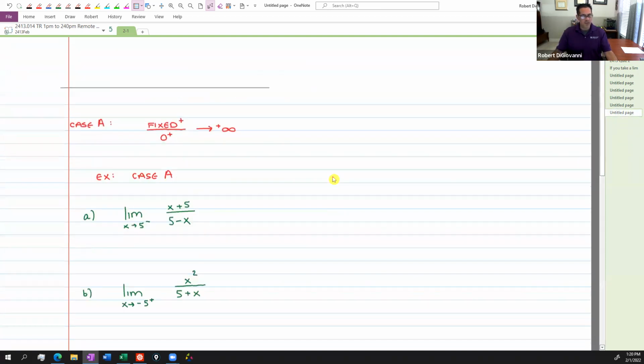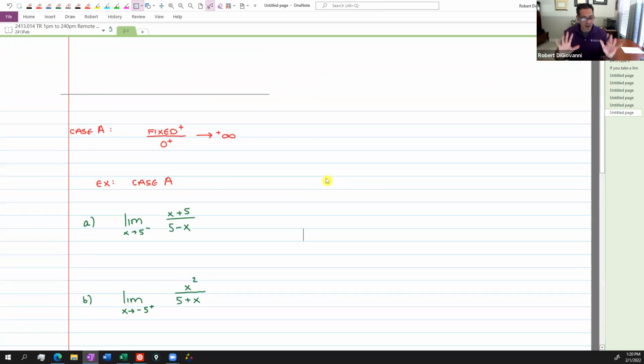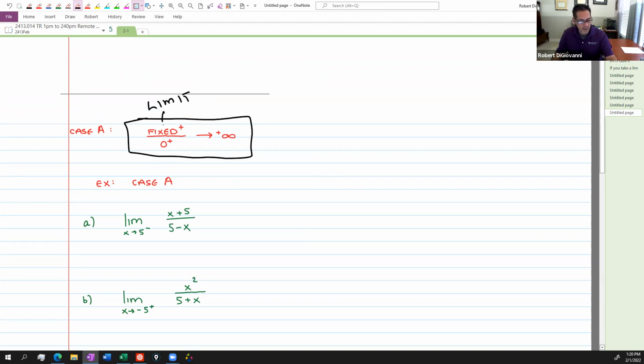All right. So this first case, this notation right here is saying we're taking a limit, right? And what's happening is the top is headed to a fixed number that's positive. That little plus in the top right, I want you to think about that as, oh, it's headed to a fixed number, but it's a positive fixed number. And then the denominator is headed to zero, and it's always positive also. If that happens, your answer must be positive infinity.